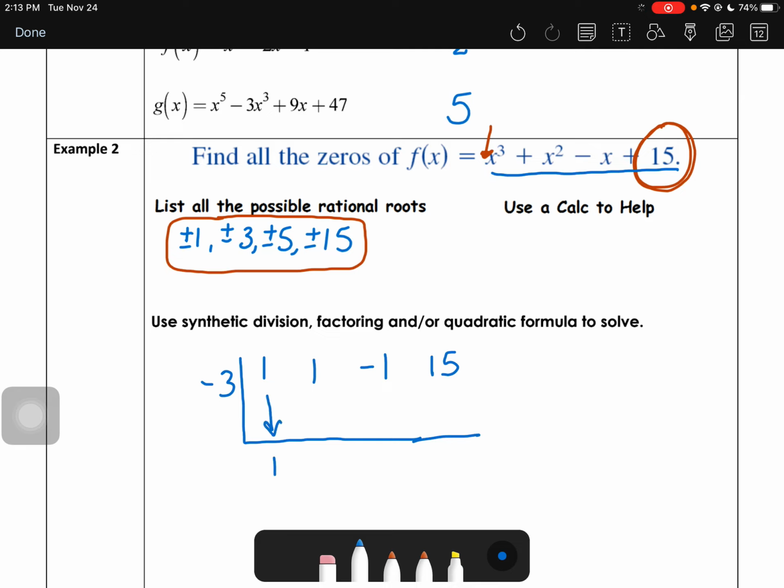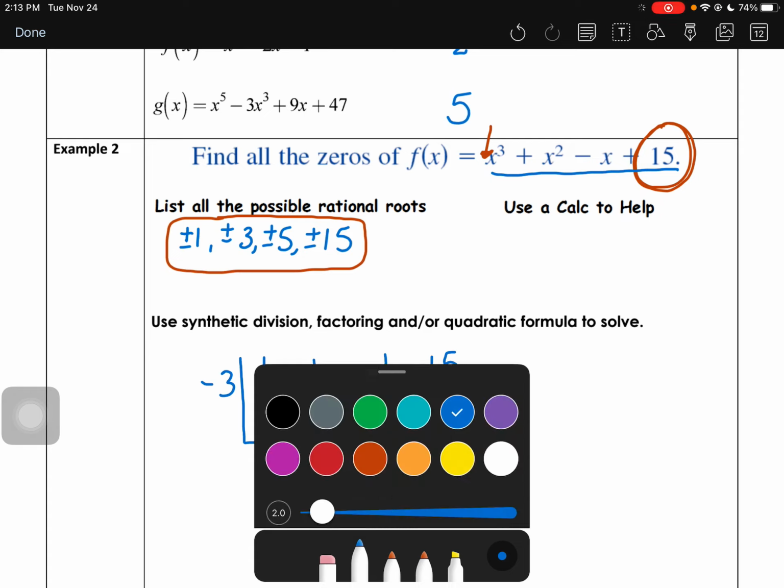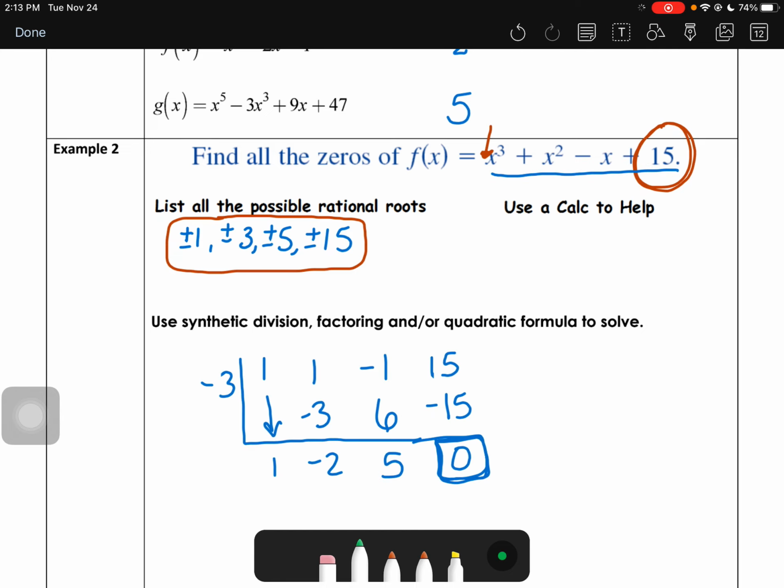So remember, we're going to bring down the 1, multiply, add, multiply, add, multiply, add. So we have a 0 remainder, which means that -3 is a solution. Now we're going to take what we have left after we've divided and create the next function, x squared minus 2x plus 5 equal to 0.